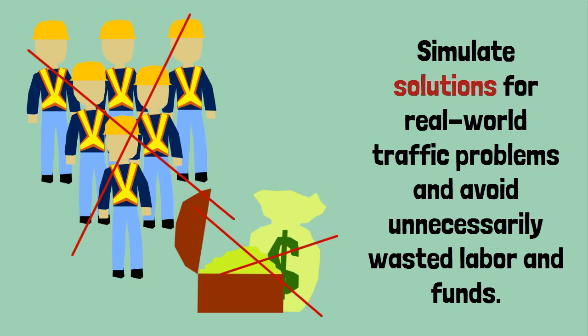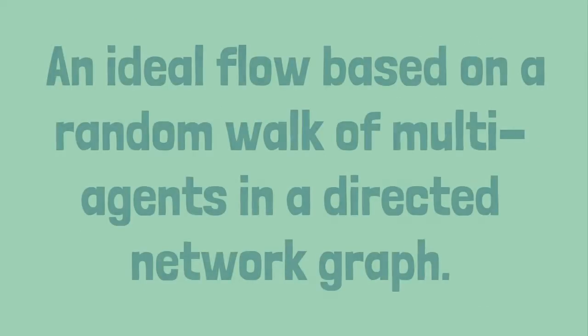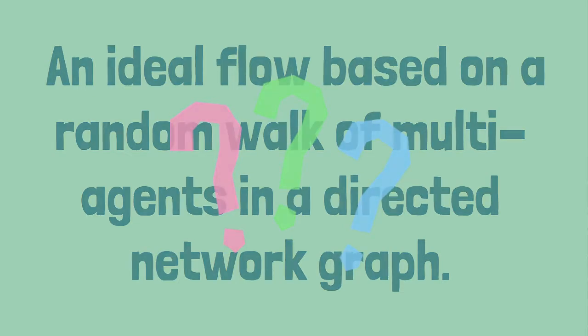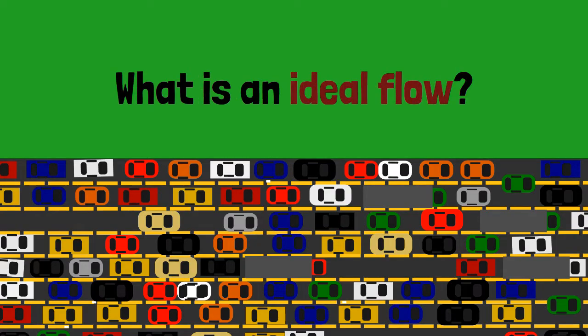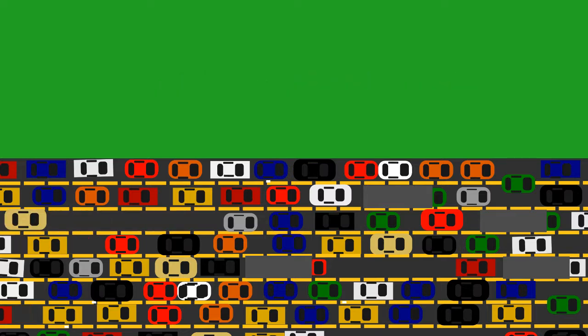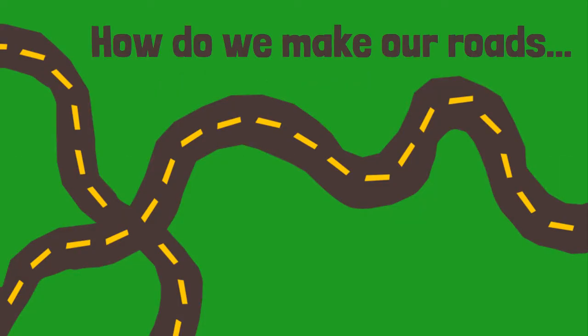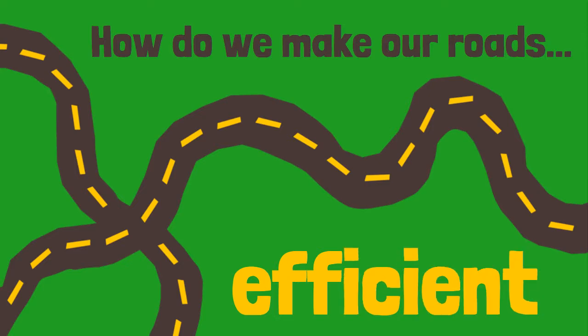The aim was to create an ideal flow based on random walk of multi-agents in a directed network graph. And I'm going to explain to you what exactly this means and how it works. Let's start first with, what is an ideal flow? Basically, how do we make it so that our roads don't have traffic congestion? How do we make our roads more effective and efficient?